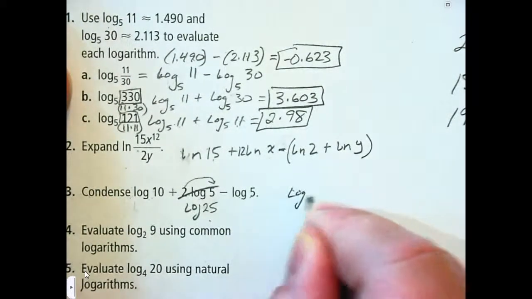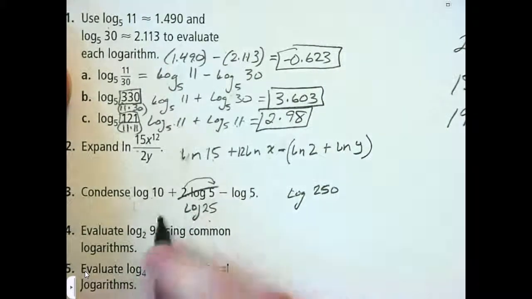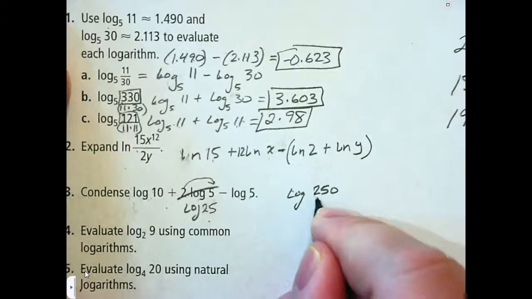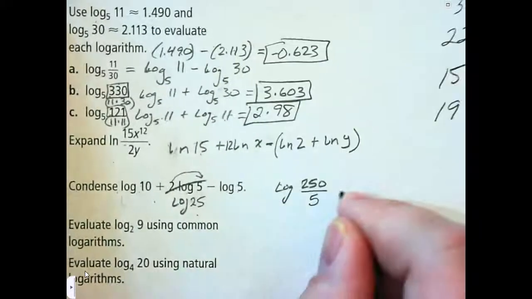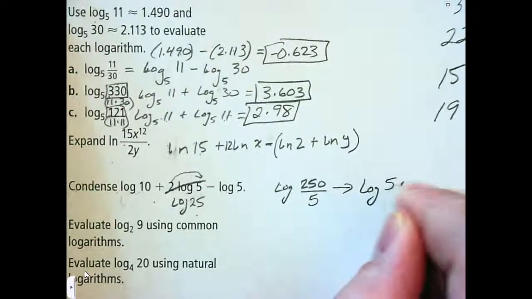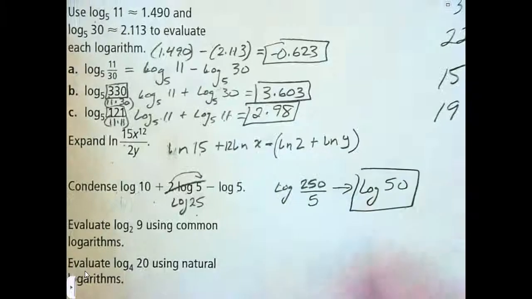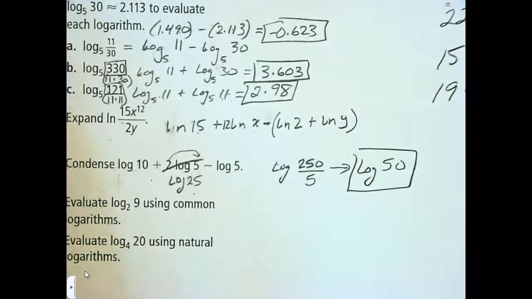That's log 250, because you multiply when you are doing addition. And then we're dividing that all by log 5, which ends up giving us log 50. Yeah. So you divide first and then multiply. Sure. You get the same thing. Yeah. Okay.